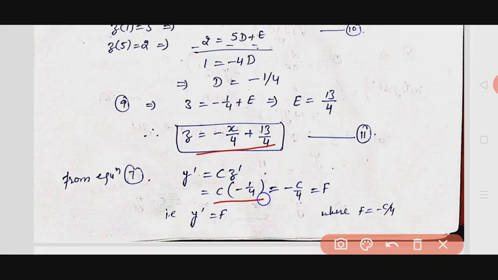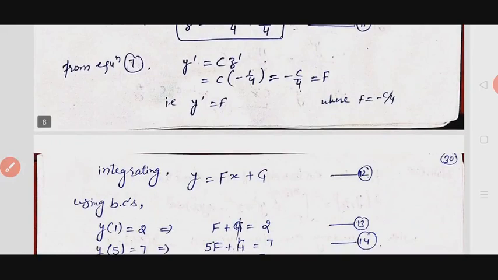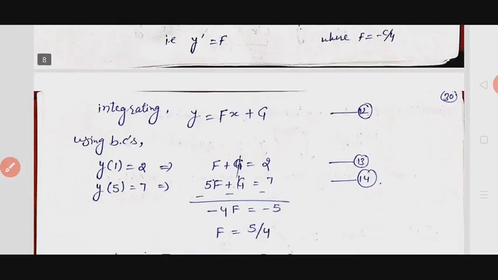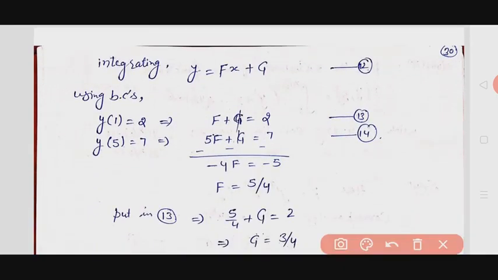यहाँ पे पुट कर देते हैं c into -1/4. So -c/4 कोई constant बन गया, इसको call कर देते हैं some f. तो यानी कि y dash is equal to f. जब integration solve करोगे, that will be fx plus some g, where g is some constant. So that means you got that curve. Now again use the boundary condition for the y. अगर मैं y की boundary condition use करता हूँ, for that y1 2 है, y5 आपका 7 है. सो दोनों वैल्यू use करने के बाद ये दो equation आ गई, इन्हें solve करने के बाद f आपका 5/4 और g is 3/4.